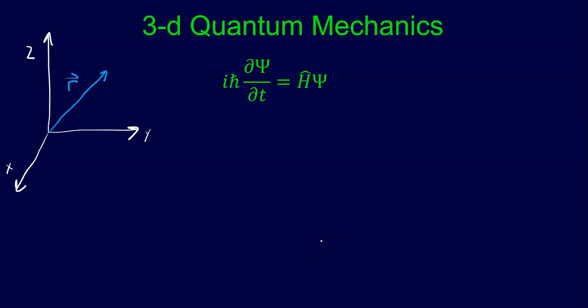Let's start our move into three-dimensional quantum mechanics. Now, I think we're going to find that a lot of stuff, especially early on, is very similar to what we've done before, very similar to physics. But of course, when we're adding more dimensions, we're going to be adding more mathematical complexity. And so here we have a vector R with its x, y, and z components.